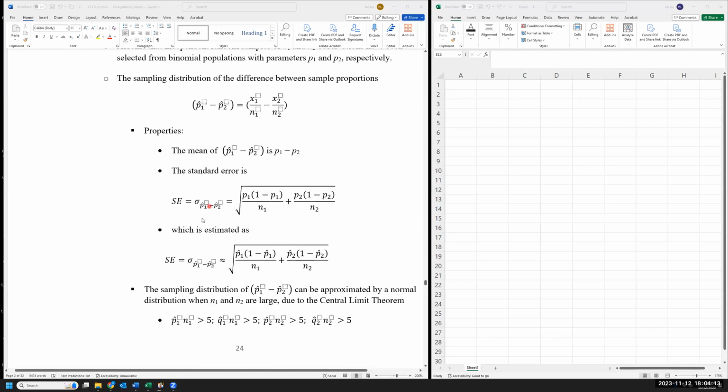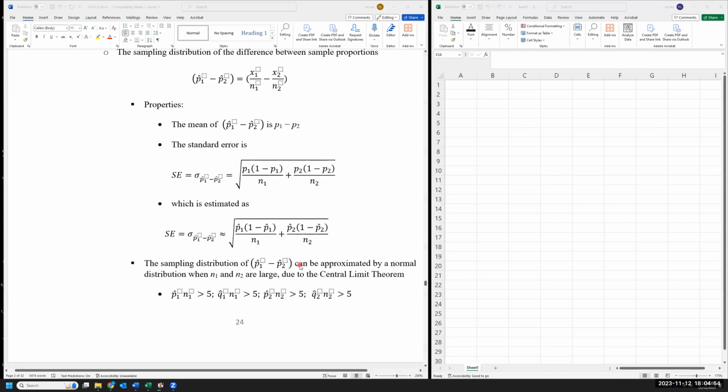The standard error of P1 hat minus P2 hat, the difference in the sample proportions, is this gobbledygook, which is P1 times 1 minus P1 divided by N1, plus the same for population 2. Remember, sometimes we use Q1 for 1 minus P1 and Q2 for 1 minus P2; we switch between labeling Q as 1 minus P, okay? But we don't know these P1s and Q1s. If we did, we wouldn't do this analysis. So we use the sample estimates to calculate the standard error.